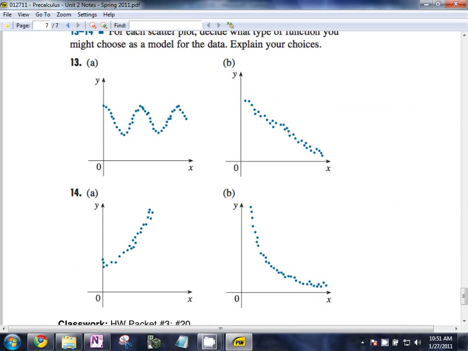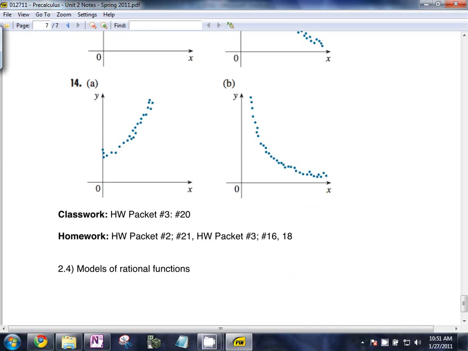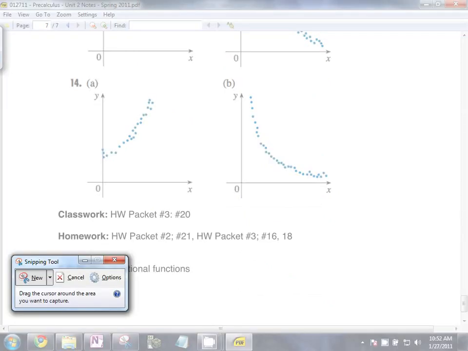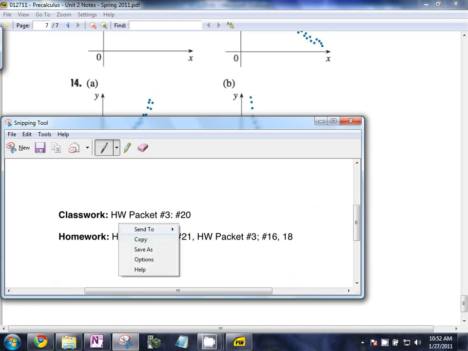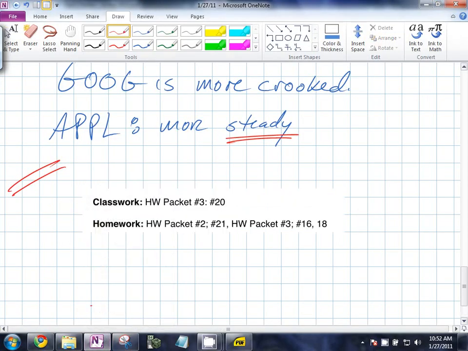Your homework tonight is going to be the classwork and this right here. The mechanics are nothing new. You're just going to be using different function types to do your modeling. When they say trig models, we're going to be focusing on sine, but that's the homework right there. Homework pack number 3. All right. Got it?